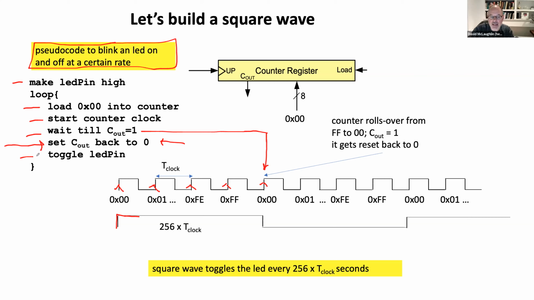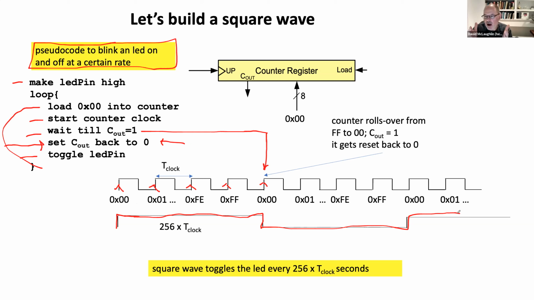Then we toggle the LED pin, so it's been on, and then it's off. And then I loop again, and I just do the same thing again. Only this time, since I'm toggling the LED, I'm able to make it go on, off, on, off, on, off. So this is how we can create a blinking LED. Okay, so that's pretty straightforward.